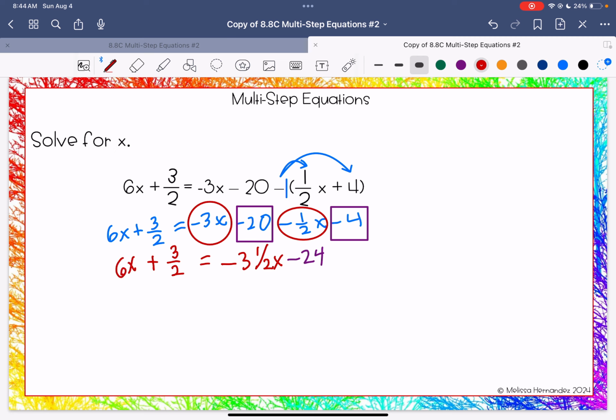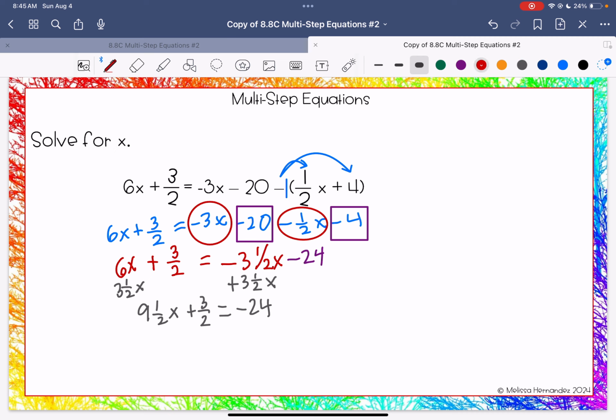Okay, there's nothing else I can combine on the same side. But what I am going to do is I'm going to do the opposite, which is negative 3.5x, and I'm going to add 3.5x to both sides of the equals. So I'm ending up with 9.5x plus 3 halves is equal to negative 24.